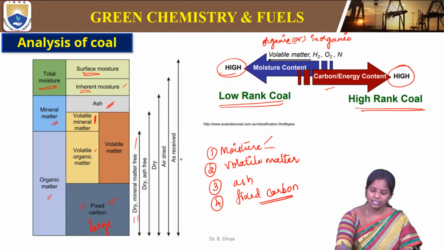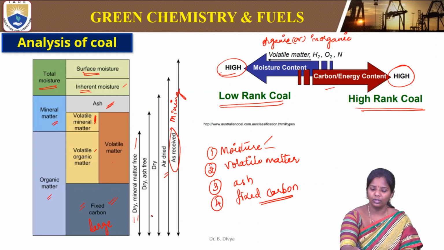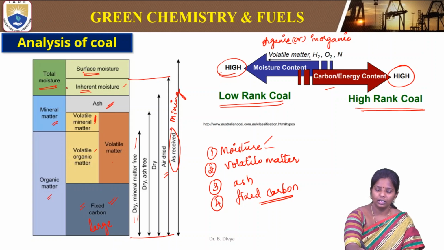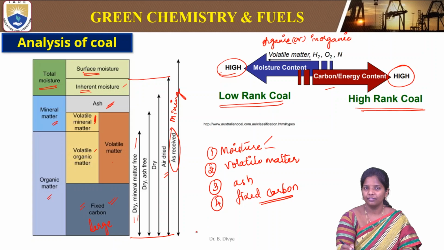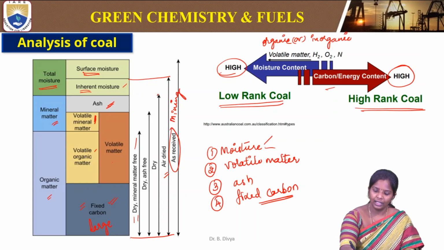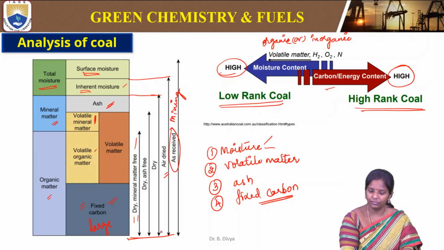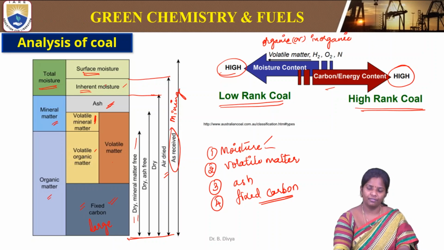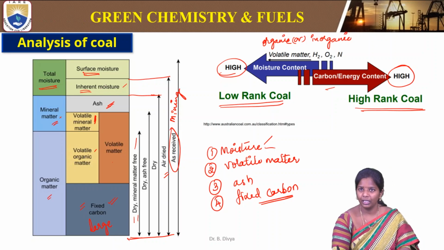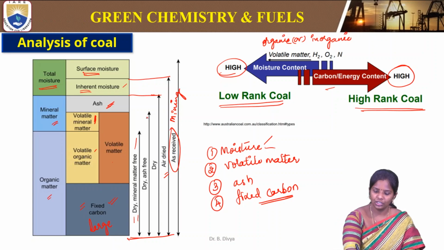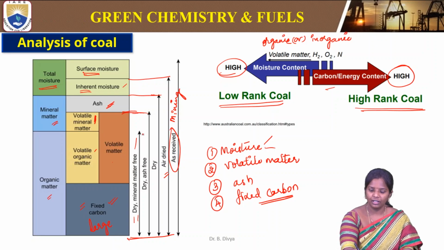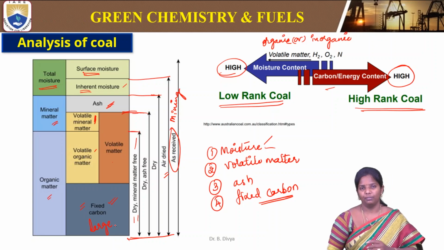This is the coal as received from the mining. Once we mine, we have all these in that particular coal. But once it is air dried, what happens? It will have only inherent moisture, because once it is dried, the surface moisture will be removed. After drying completely with the apparatus, the complete moisture will be removed, and only mineral matter and organic matter will be present. Then after ashing, it will be ash free. Then if we remove the volatile matter, it will have only fixed carbon and organic matter.